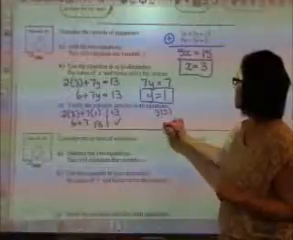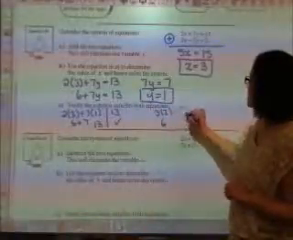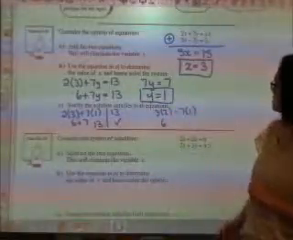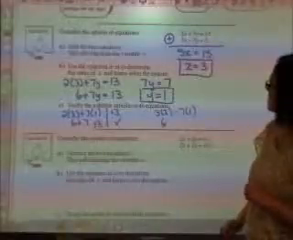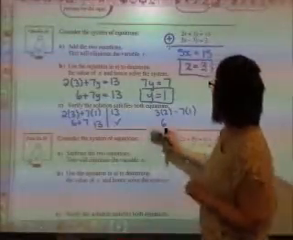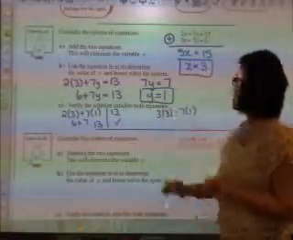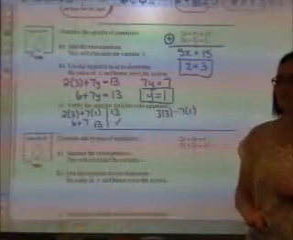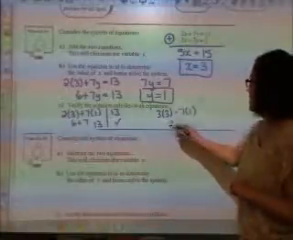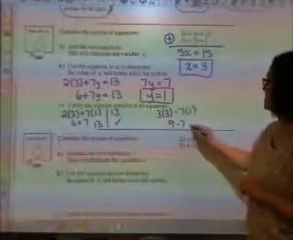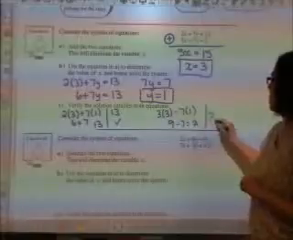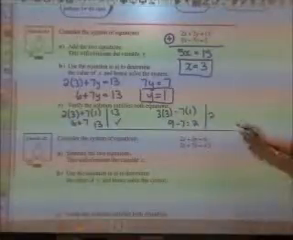3 times 2, which is 6, minus 7 times 1, right? Or sorry, not 3 times 2. 3 times 3, there we go. 3 times 3, which is 9. 9 minus 7 is 2. Does that equal the other side? Yes.